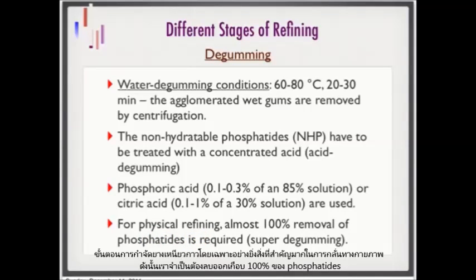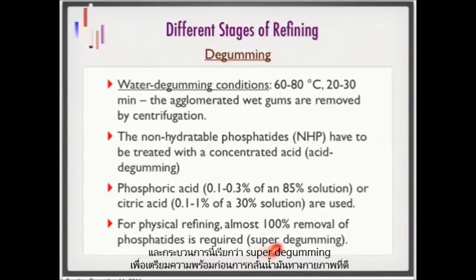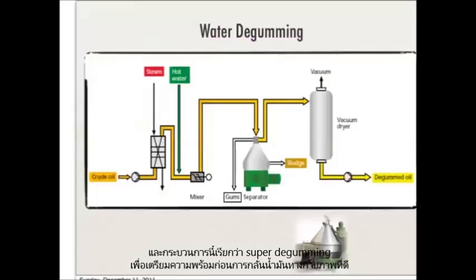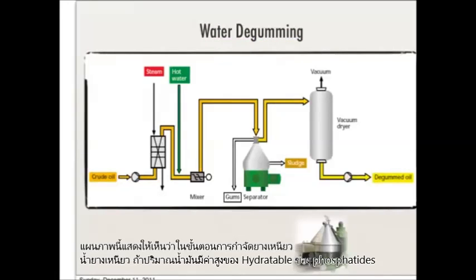So we need to remove almost 100% of phosphatides, and this process is called super degumming, to prepare the oil before it goes through the physical refining. This diagram shows the various stages in the water degumming process.